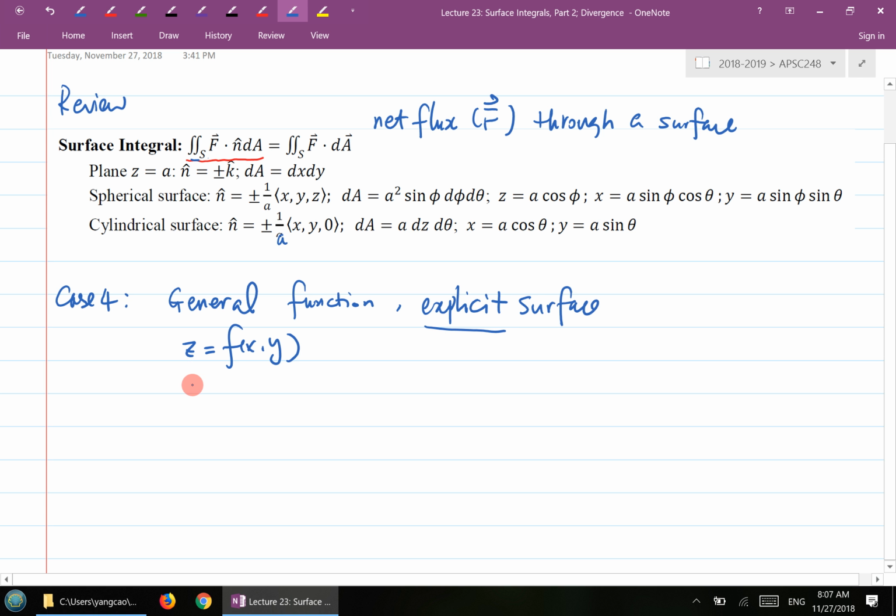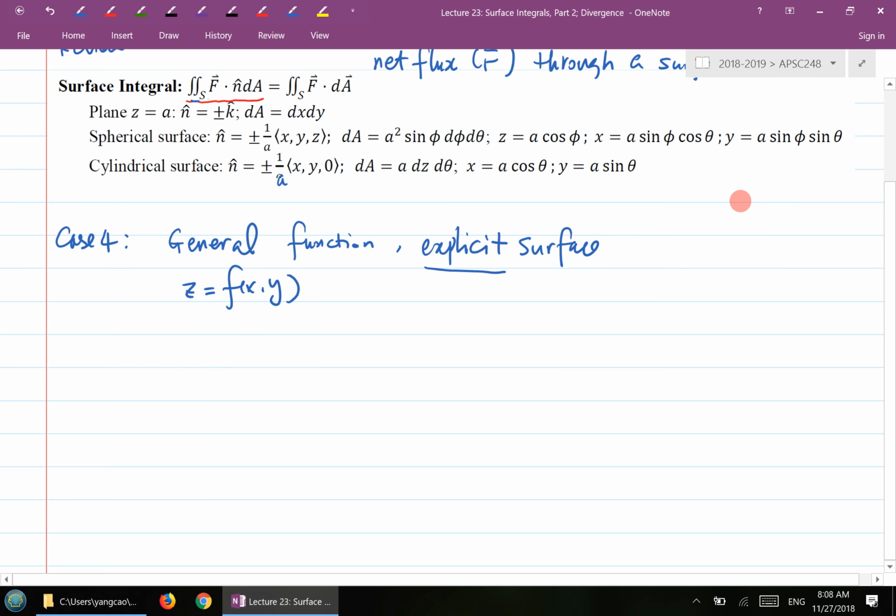Some surfaces are called implicit. That would be case number 5, but that is optional. You can look at it in my lecture notes. For some surfaces, you don't have an explicit expression for z. If this is the surface, then how do we evaluate a certain surface integral? This S here is basically represented by this z. How do we evaluate this surface integral?